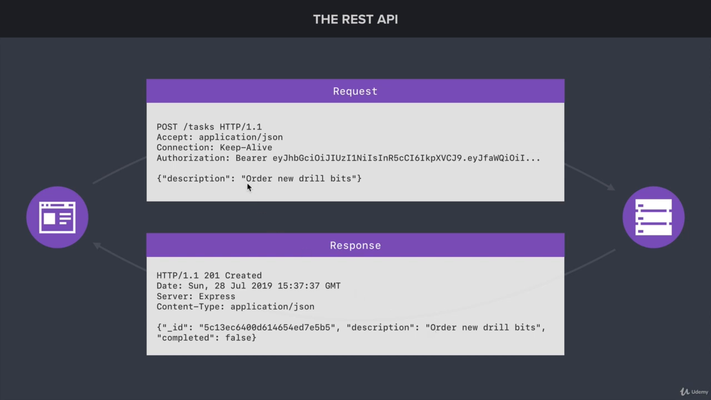So we'll send body JSON in the request when we're trying to pass things over to the server, and we will get body JSON in the response for almost everything we do. So this is the basics of what makes up a request and a response. Now let's go ahead and start to put all of this into practice.